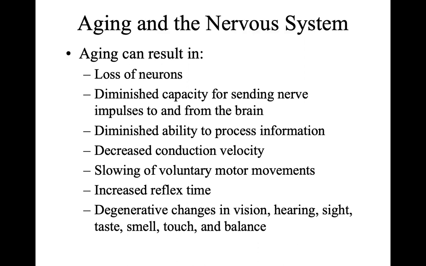Also remember I said with Alzheimer's, sense of smell is diminished and there is a lack of swinging arms during the gait cycle. As the person ages, there is a natural decline in the loss of neurons. There is diminished capacity for sending nerve impulses to and from the brain, and a diminished ability to process information.